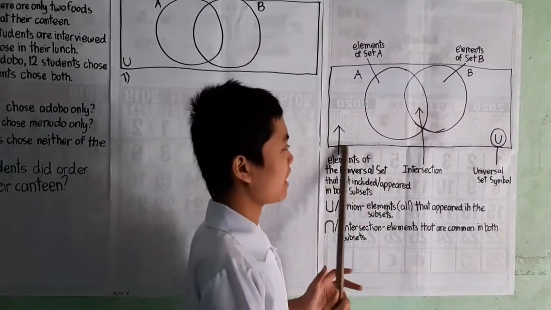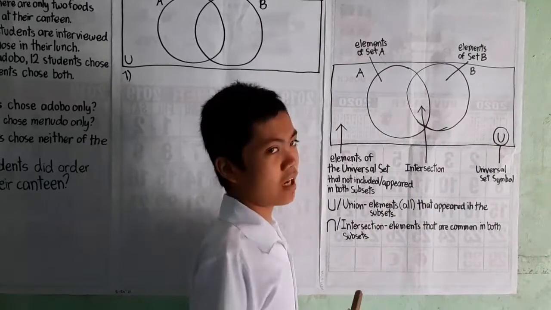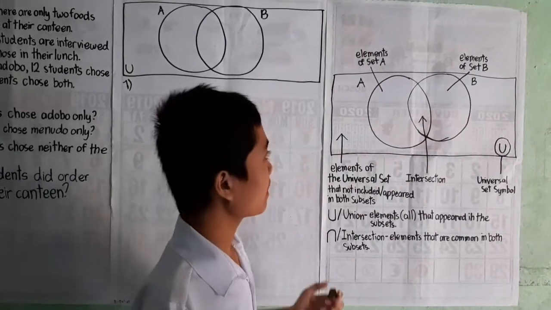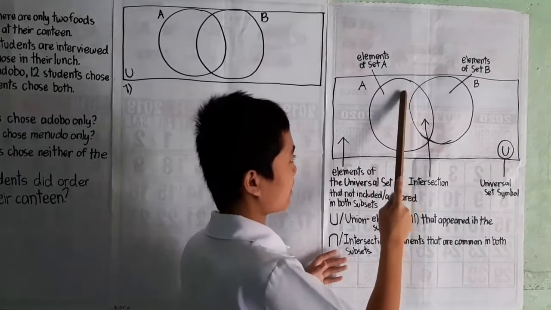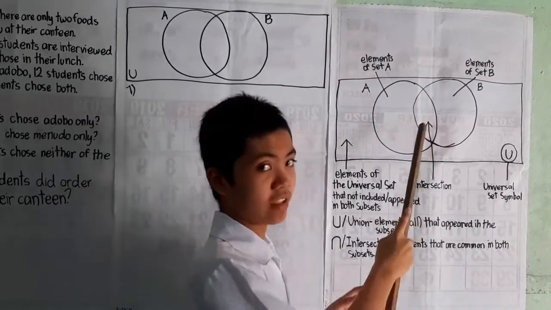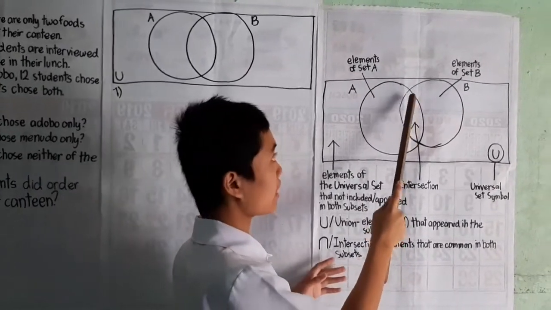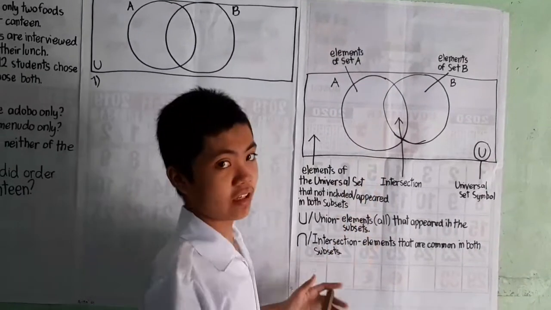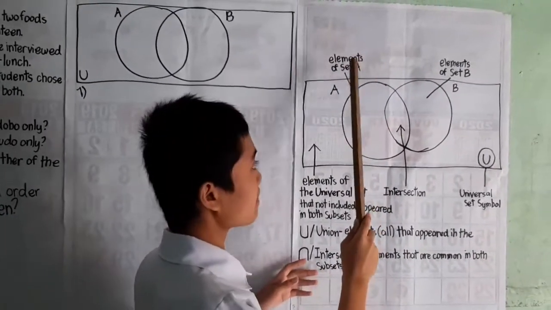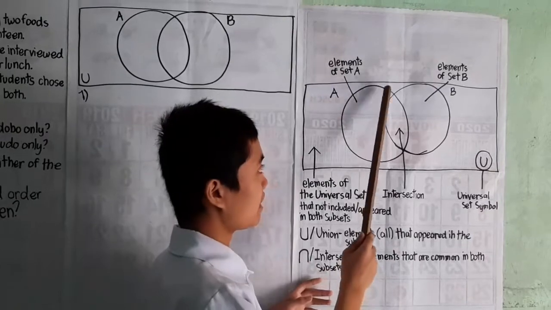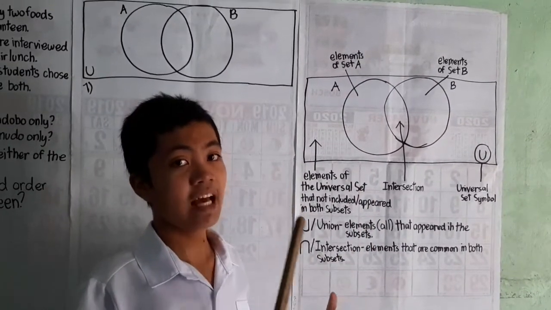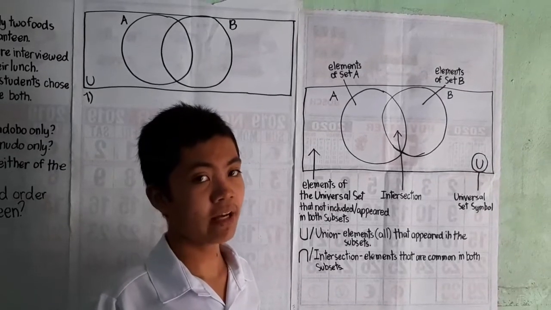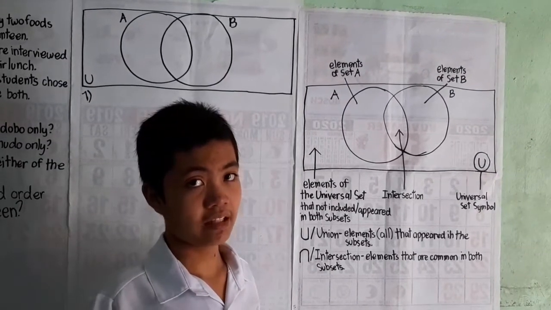Not necessarily that there's a box around the Venn diagram. First is elements of set A, which is right here. This part is not included. The overlap part of set A is not included. When we say elements of set A, this part only, it means it is only the elements of set A. There is no element that is shared with set B.